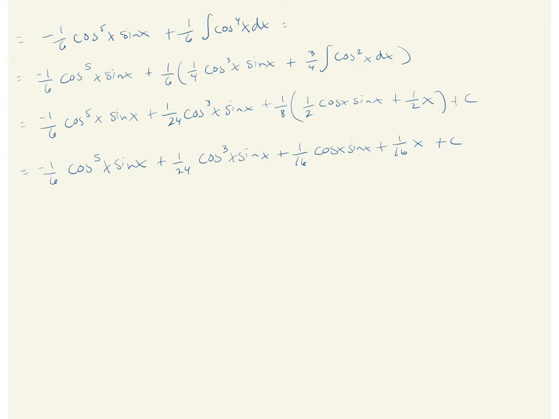So my final answer with all of my fractions: negative 1/6 cosine to the 5th power x times sine x plus 1/24 cosine cubed x times sine x plus 1/16 cosine x times sine x plus 1/16 x plus c.